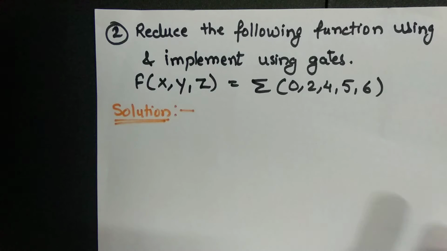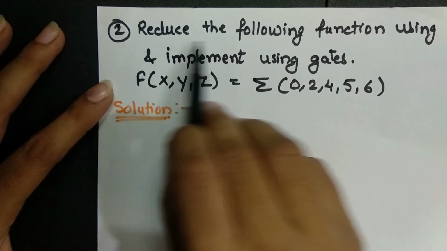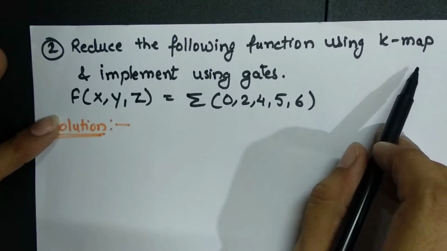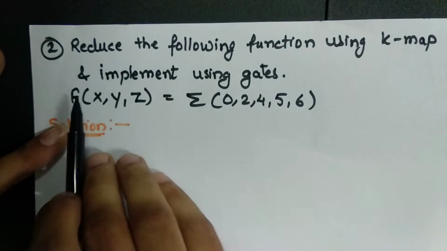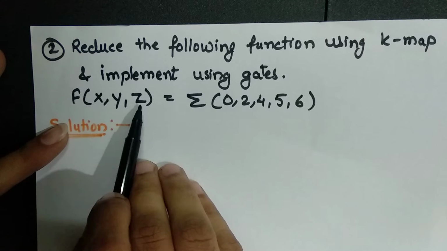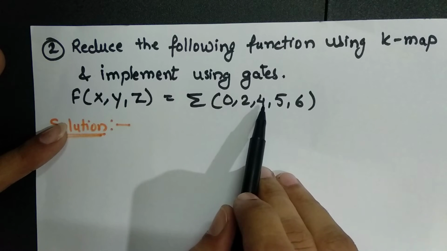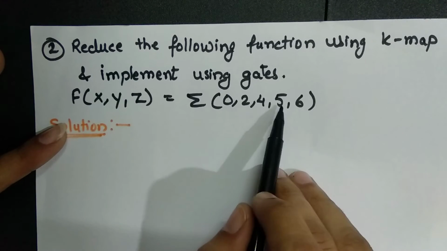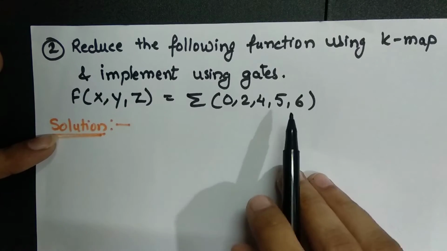Here is another example of a three variable K-map. The question is: reduce the following function using K-map and implement using gates. The function is given as f of x, y, z equals summation 0, 2, 3, 4, 5 and 6. Okay, so we have to write down the solution for this one.